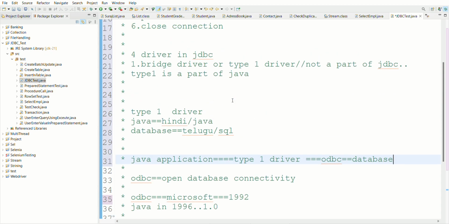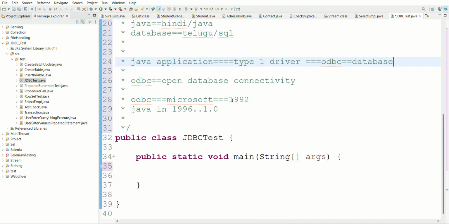So here, as I have discussed just before, when I was coming from Bihar to Telangana to purchase the gold, we need a translator. Here type 1 driver is the translator. At first, our Java request will travel to type 1 driver. Type 1 driver is translating our Java request to database request. Got it? Because database knows only SQL language or PL/SQL or different ones.